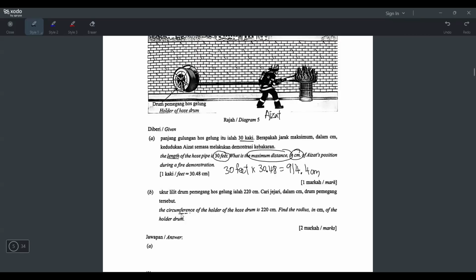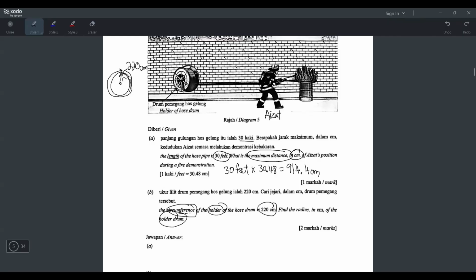What do they want? Given the circumference. Circumference is called lilitan. The circumference of the holder of the hose drum is 220 cm. So this is the hose drum, right? Circumference is like the perimeter, or you can say the outside length here. So it's 220 cm, the circumference. And then they say find the radius of the hose drum. It means they want to find the radius here, right?